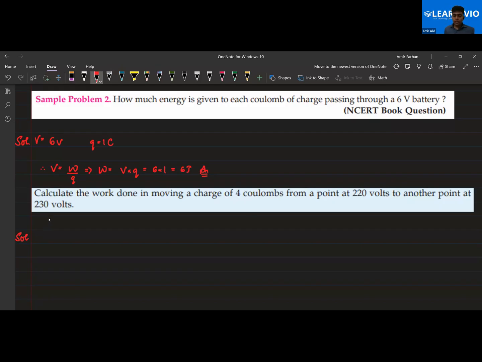So the question is saying to calculate the work done in moving a charge of 4 coulomb from a point at 220 volt to another point that is at 230. Right. So we are assuming that V1 is equal to 230 and V2 is equal to 220. To calculate the V, you have to subtract the lower potential from the higher potential. Alvina, we do not assume the negative and positive in this case. Answer the magnitude you get, but do not use a negative sign here.